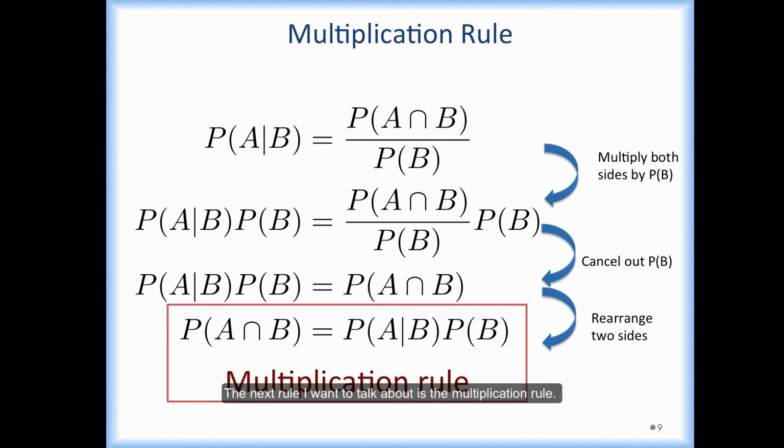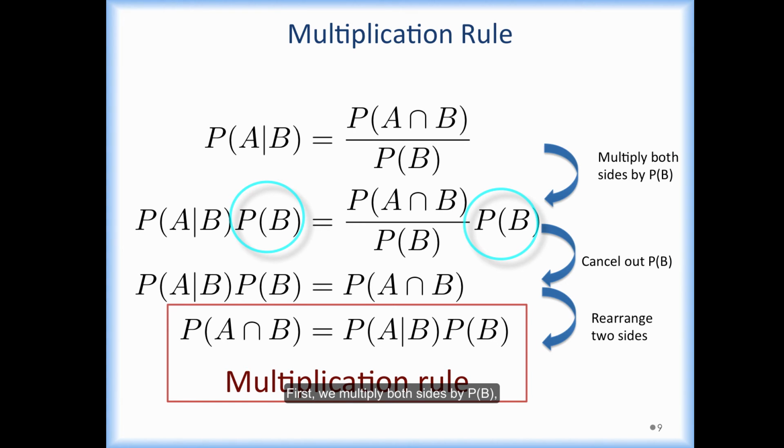The next rule I want to talk about is the multiplication rule. The multiplication rule is useful when we want to calculate the probability of the intersection of two events. The probability of the intersection of two events is also called the joint probability of those two events. We can derive the multiplication rule from the conditional probability formula.